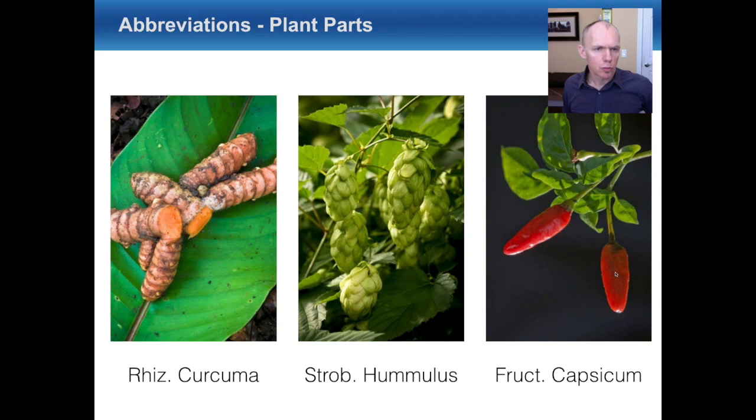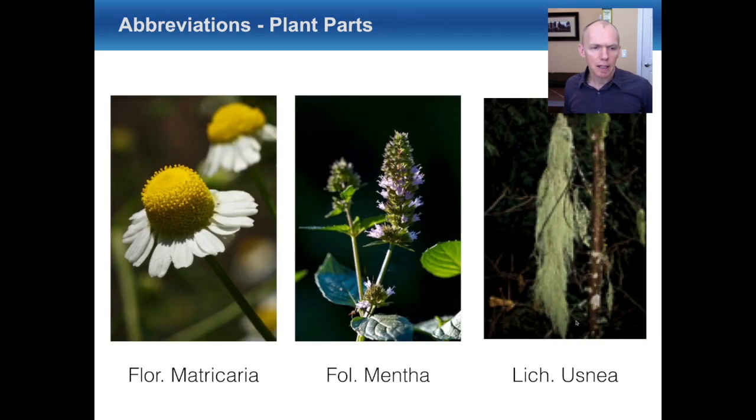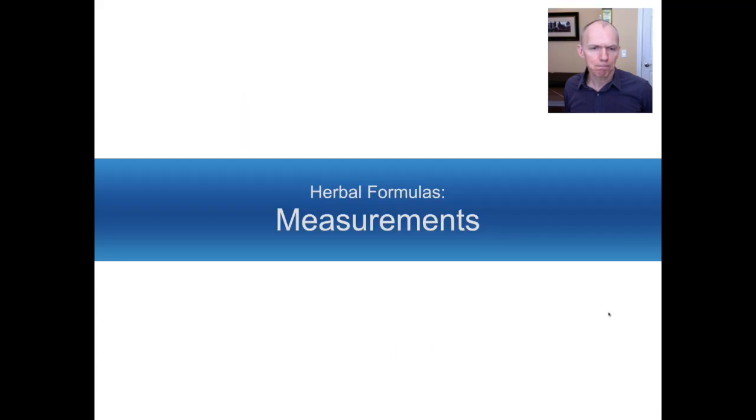Here's a rhizome of turmeric on the left. Like I said, you break that in half and you can plant it in the ground. That's what hops looks like in the middle, those little soft cones that it has, unlike a pine cone, which is hard. Here's like the fruit from a cayenne plant. So those are some examples of how they may be labeled. There's chamomile flower, peppermint leaf, and then there's a lichen on the right hand side from old man's beard, or usnea. So those are some Latin abbreviations for the different parts of the plant.